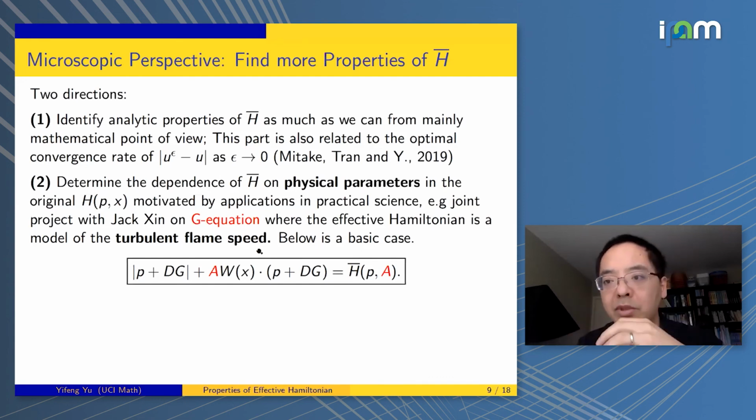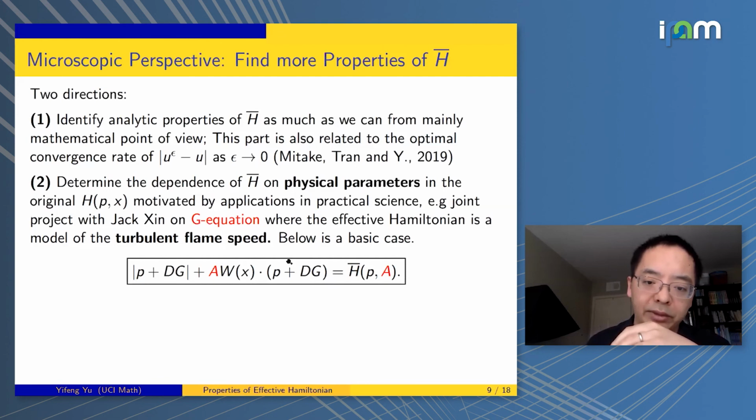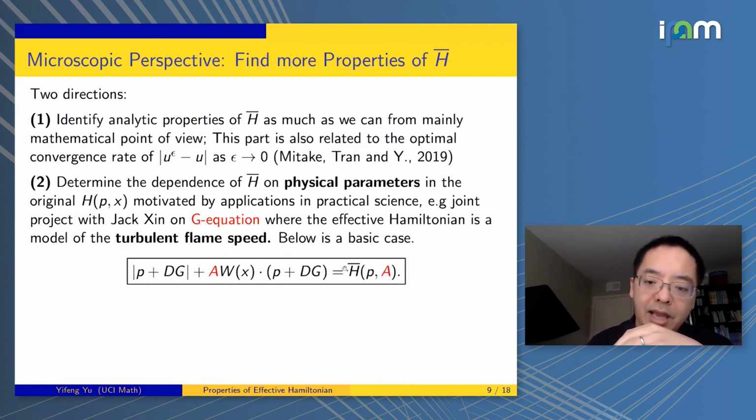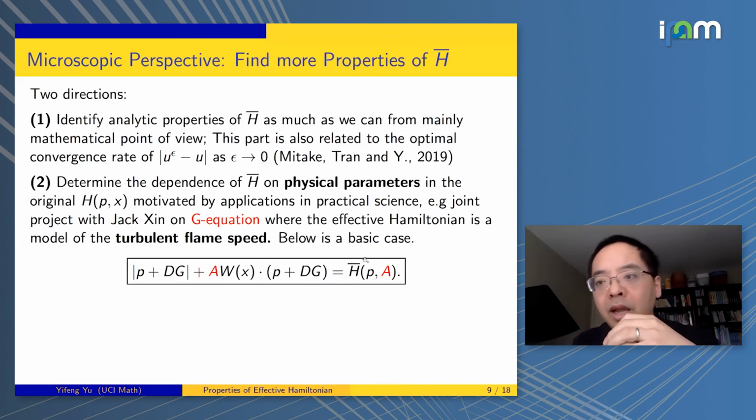There are many different forms of G equations, depending on what you want to study, like what kind of physical phenomenon you want to understand. But this is the most basic one. It's a Hamilton-Jacobi equation. So in this situation, the effective Hamiltonian is a model for something called turbulent flame speed.